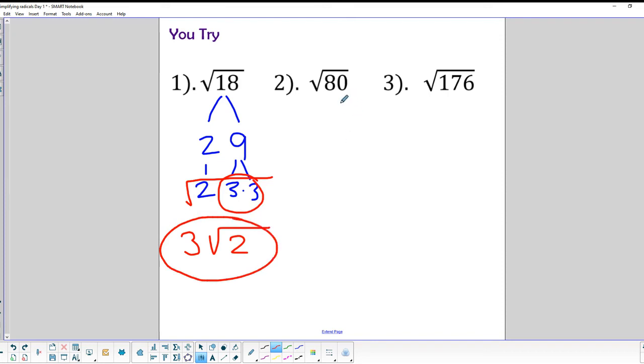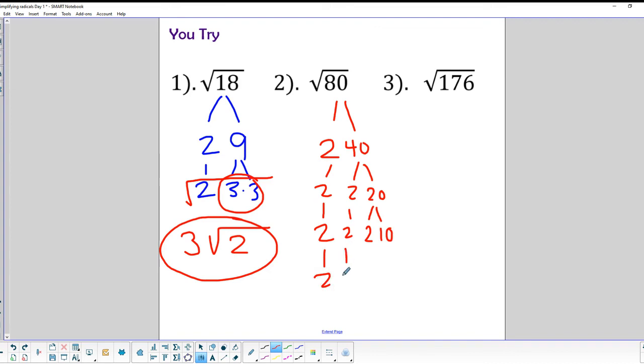How about the square root of 80? Well, let's see. That would be 2 times 40. And that'll break down into 2 times 20. Keep going. We've got 2 times 2 times 2 times 10. Looks like we're almost there. 2 times 2 times 2 times 2 times 5. And that's as far as we can go.